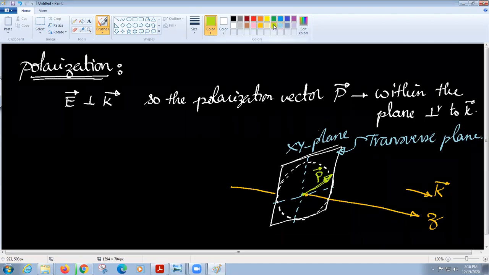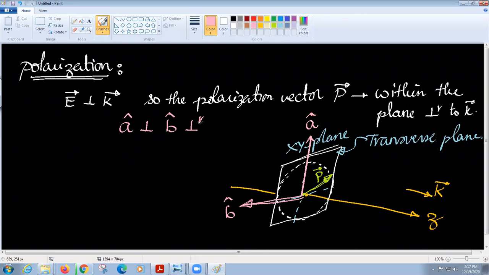And now we take two directions. I take this color. So this is direction A roof, and I take one more along this. Okay, this is direction B roof. And from this figure, it is evident that A is perpendicular to B and this is perpendicular to K.